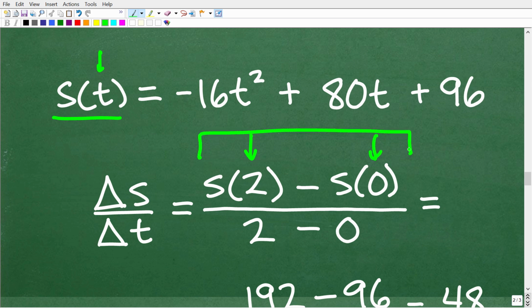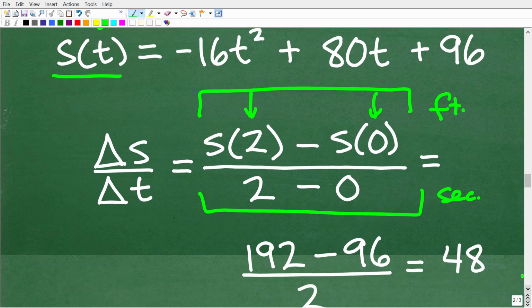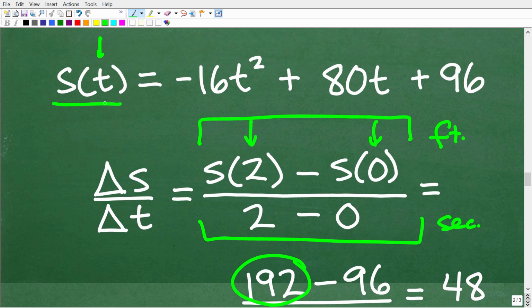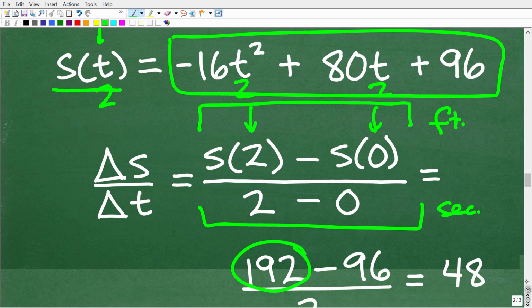So this value right here in the numerator will give me the total amount of feet the ball traveled in those 2 seconds, and then we're going to put that over the difference in time, which of course is 2 minus 0, or 2 seconds. All right, so let's just do this lovely number crunching, and I'm going to basically spare you the algebra here, but S of 2 is 192. To get that value, all you would have to do is plug in a 2 for t here, do all this number crunching, and you would get 192.